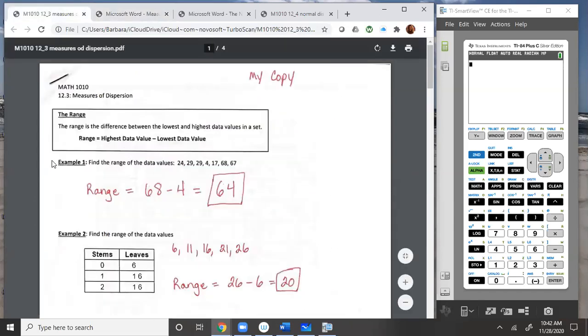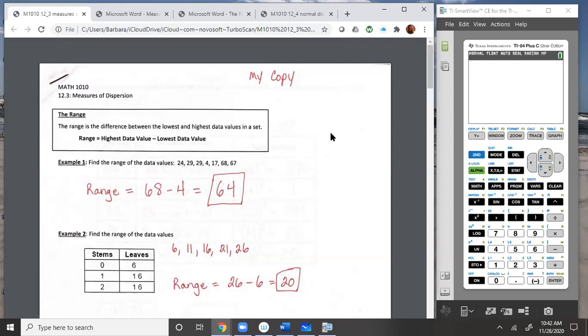So starting with example 1, find the range of the data values 24, 29, 29, 4, 17, 68, and 67. So the range is the difference between the lowest and highest data values. So we subtract 68 minus 4 and we get 64. It's a single number that represents the total spread of the data.